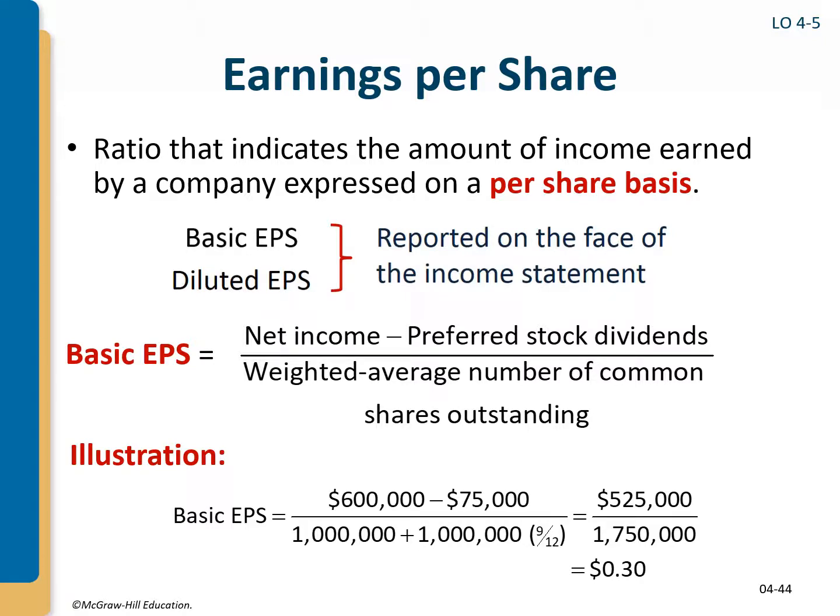So we have the 1 million shares that have been outstanding all year, and then we have the additional shares that were sold this year, but we only account for the portion of the year they were outstanding. Multiply that by the total number. So 1,750,000 is the weighted average number of common shares. This would give us an earnings per share of 30 cents per outstanding share. And that's how we calculate it.